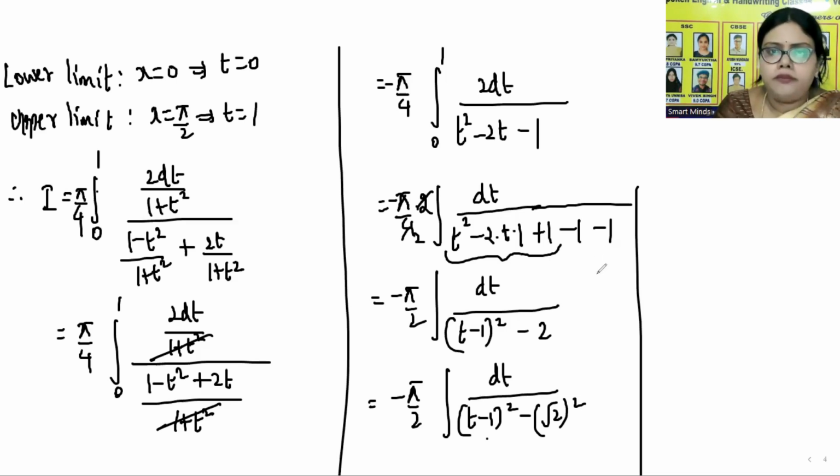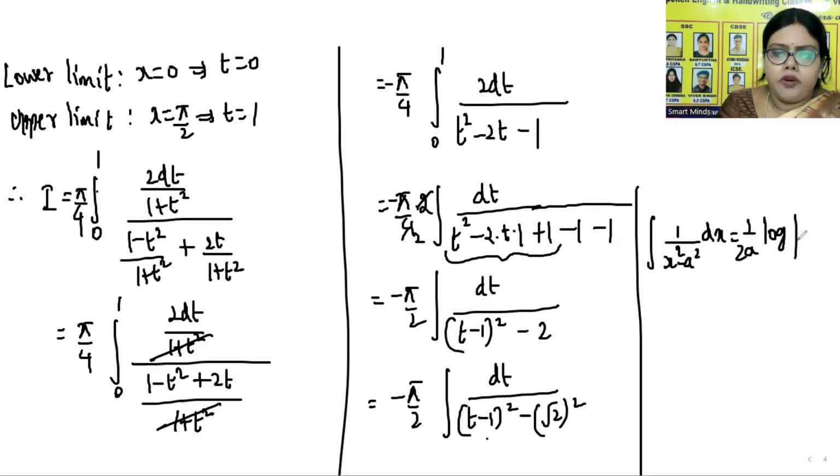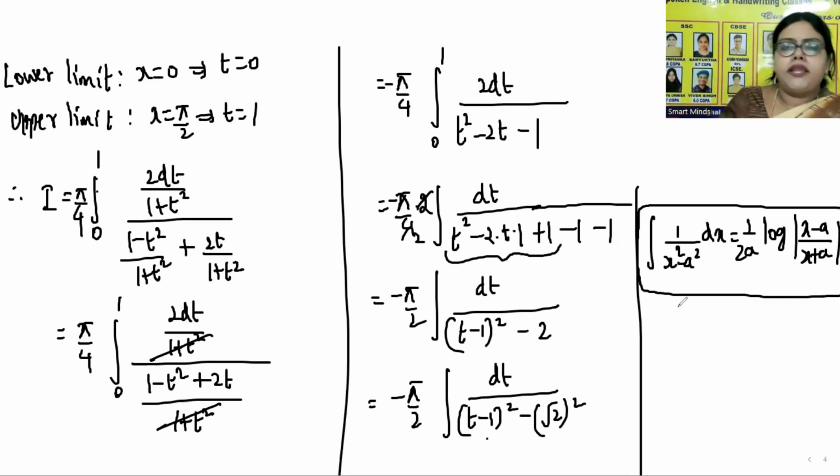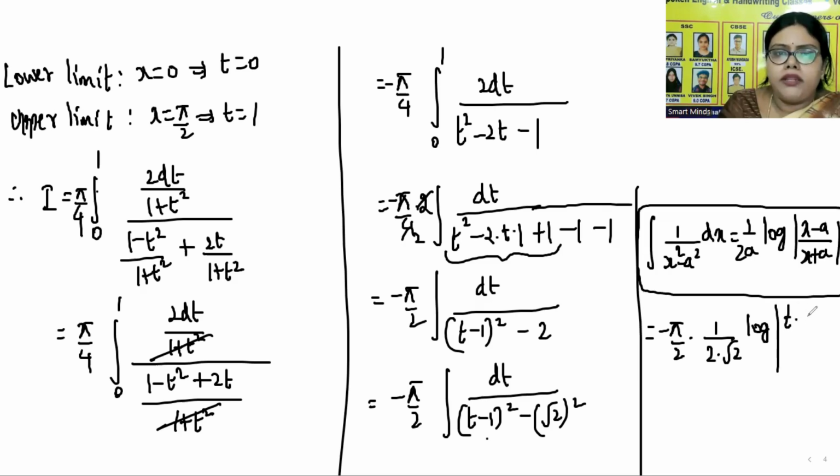Now we have a formula. Integral 1 by x square minus a square dx is 1 by 2a log mod x minus a by x plus a plus c. This is the formula for integral 1 by x square minus a square. Now that is minus pi by 2 into, well, now wherever you have x you put t minus 1 and wherever you have a you put root 2. So this is 1 by 2 into root 2 log mod t minus 1 minus root 2 by t minus 1 plus root 2.